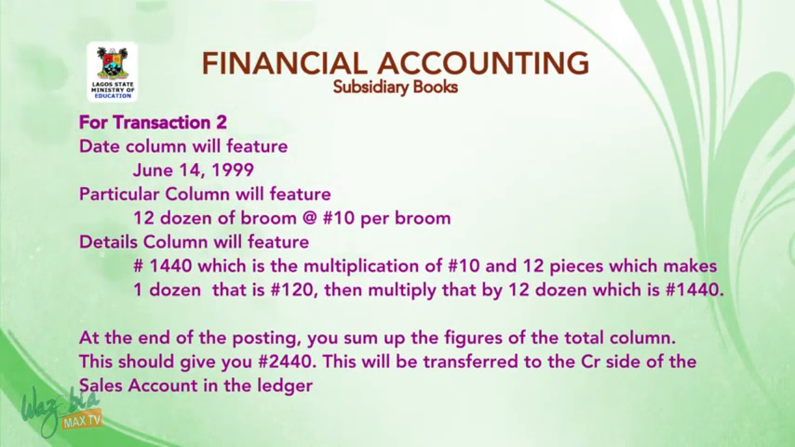1440 naira. At the end of the posting, you sum up the figures of the total column. This will give you 2440 naira. This will be transferred to the credit side of the sales account in the ledger.